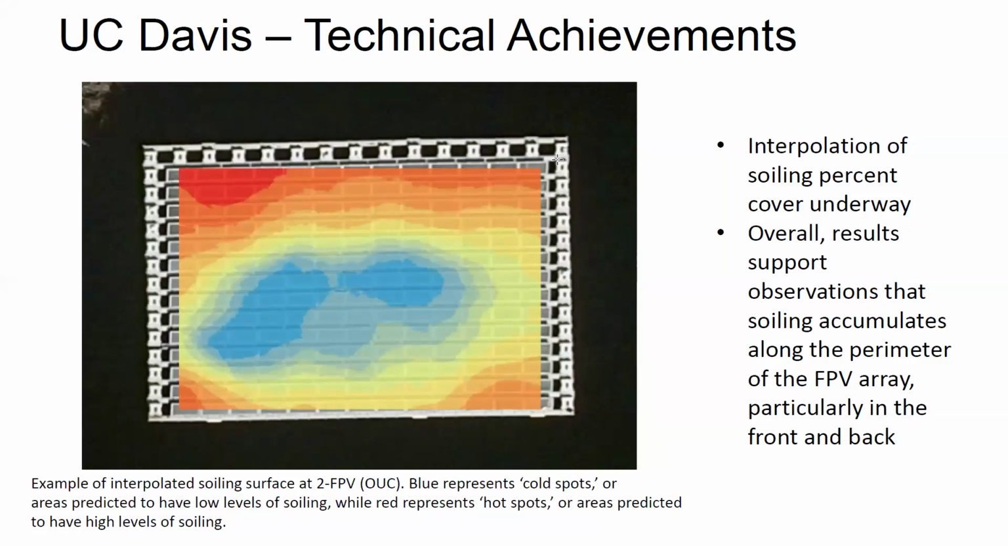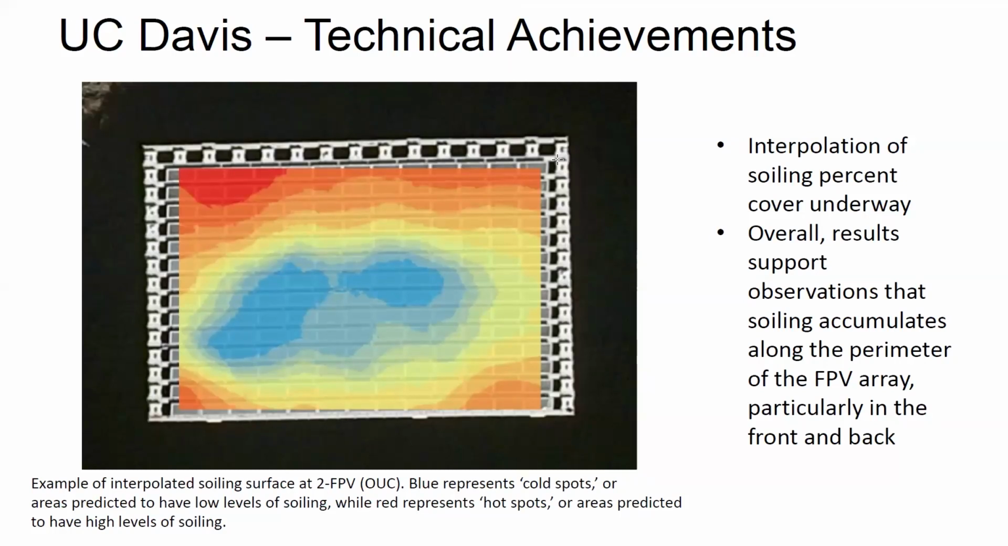This is an image at OUC where the blue is a cold spot, so there was less soiling overall. And then the back and the front of the array had heavier soiling. I don't have a map on this presentation, but this pattern of soiling aligns with the hotspots of avian activity that we've identified, which is also something that we were not surprised to see.